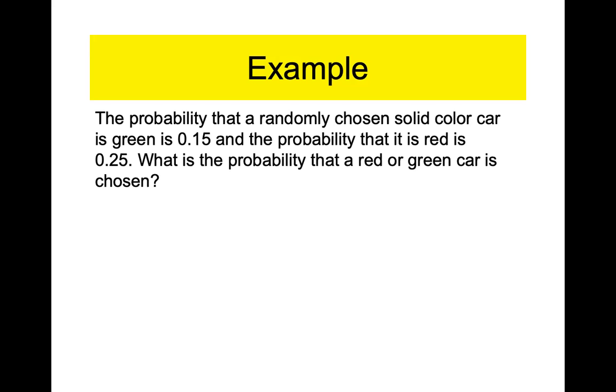Why am I asking that question? Why am I asking you whether it's mutually exclusive? Because if it's not, we've got to use a different formula tomorrow. You have to ask that as your first question. Can these two things occur at the same time? Well, because it's a solid color car. If it wasn't, then yeah, it could be red and green at the same time. I think it's a pretty ugly car, but it could be red and green at the same time.